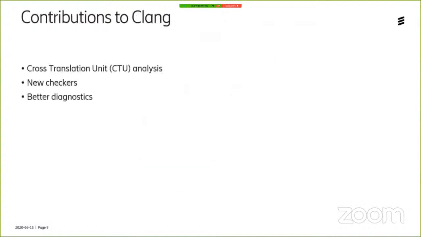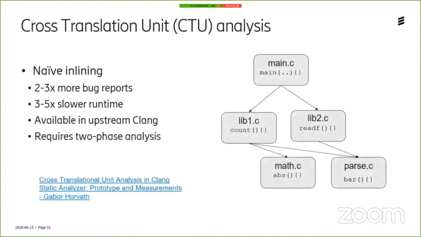Our main contributions to Clang were that we added cross-translation unit analysis, we added several new checkers, and we improved the report messages. The Clang analyzer was capable of doing inter-procedural analysis by means of function inlining. This technique, however, was confined within the boundaries of one translation unit, so we added cross-translation unit analysis, which is the natural extension of the function inlining technique, but we can get the definition of a function from any other translation unit.